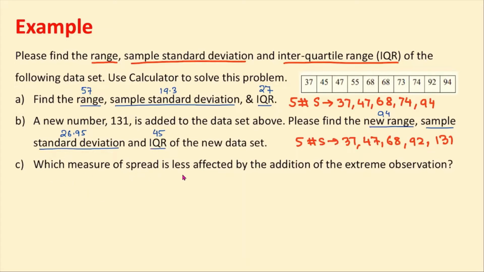So which measure of spread is less affected by adding the extreme value? We can say the interquartile range. So let's write that down. For part C, interquartile range is less affected by the addition of the extreme value.